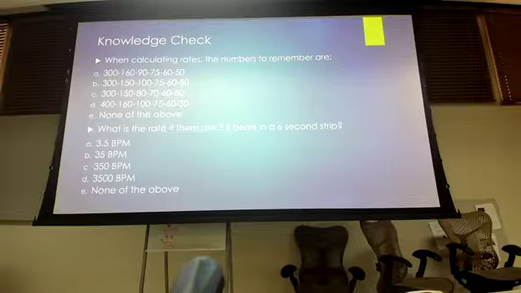Okay. If you have 3.5 beats on a 6-second strip, what is going to be your beats per minute? 35, that's it. So we're doing 3.5 times 10, and that gives us 35.